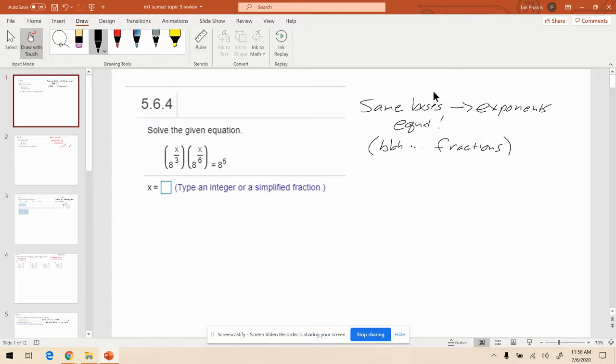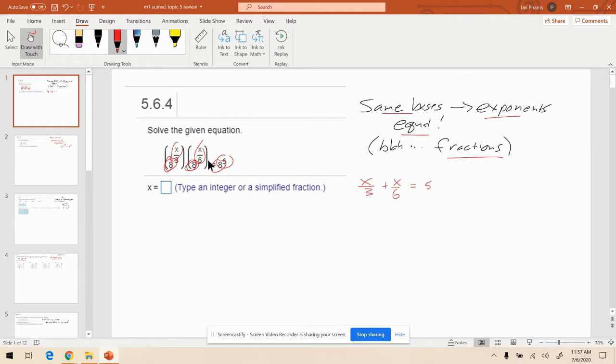First concept here is solve the given equation. This one's the easy variety. If you have the same bases, I have an 8, an 8, and an 8, then that means the exponents must be equal. We got to remember rules of exponents. We got to add those fractions together and then set them equal to 5. So we have x over 3 plus x over 6, and that's going to equal 5.